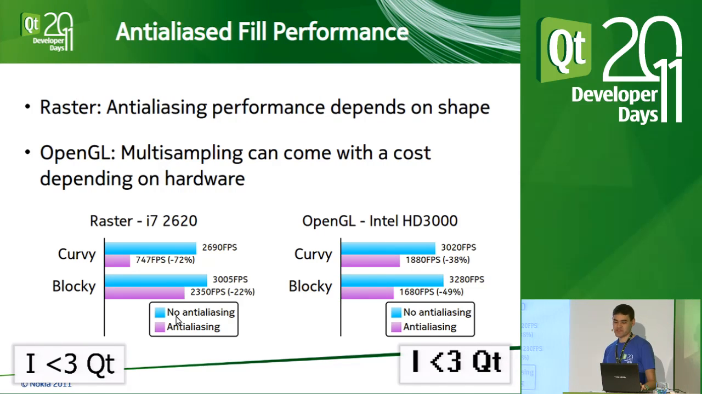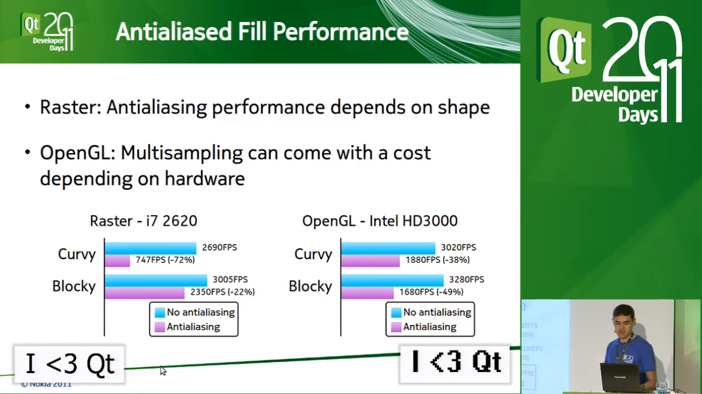If you run the Raster paint engine, you can see on this left graph that the anti-aliasing performance depends on the shape. So the curvy shape has much worse performance than the blocky shape. And this has to do with the number of spans you get. If it's a complex shape, you'd get a lot of different gray values, and you get a very suboptimal rendering path. Well, if you have a blocky one, you'd have a lot of pixels with the same value, and you can just do some fast rendering there.